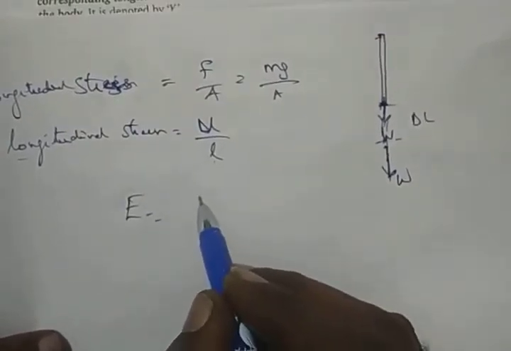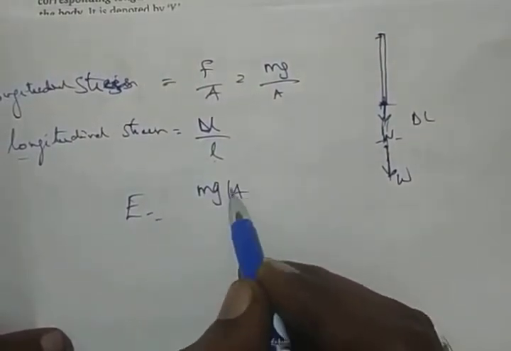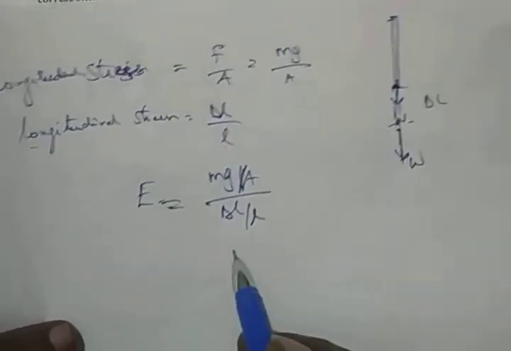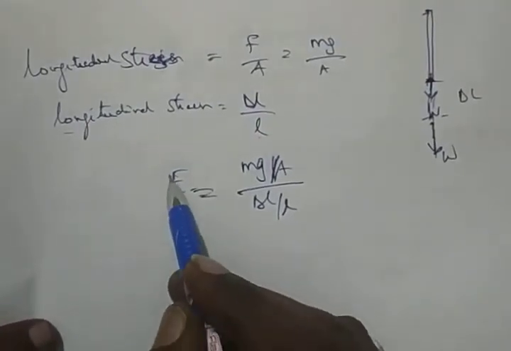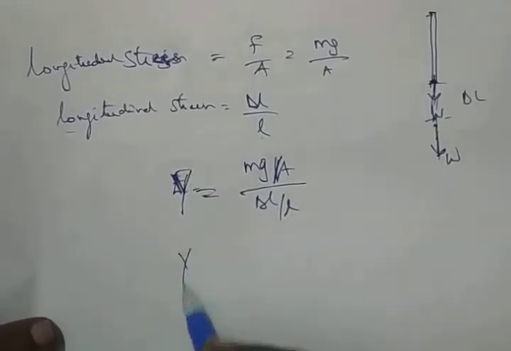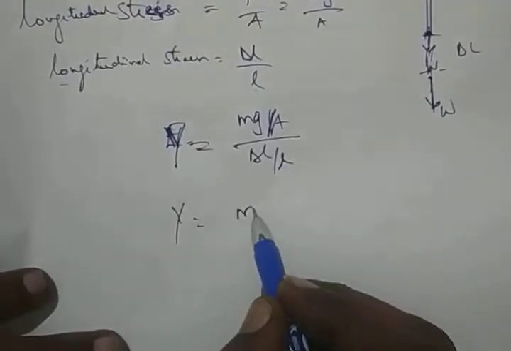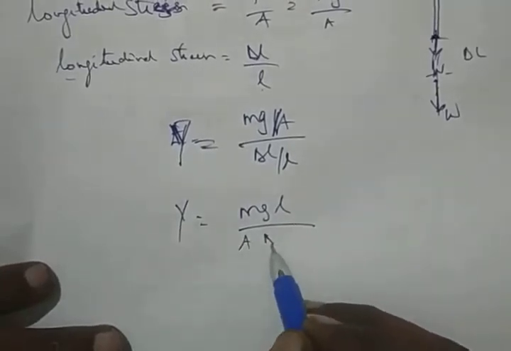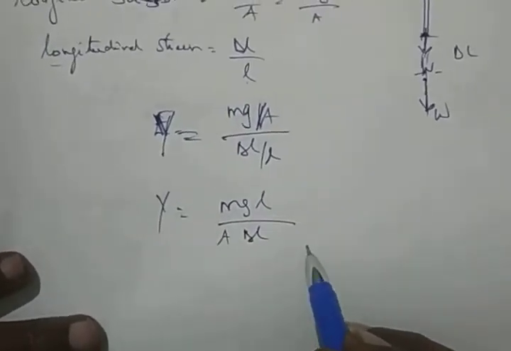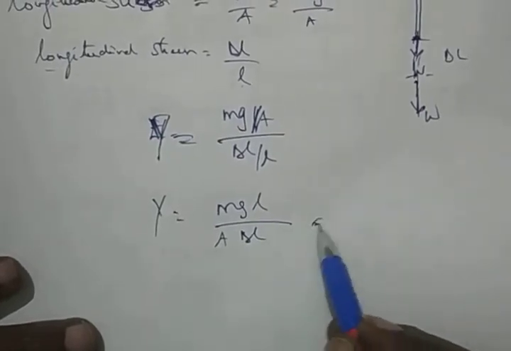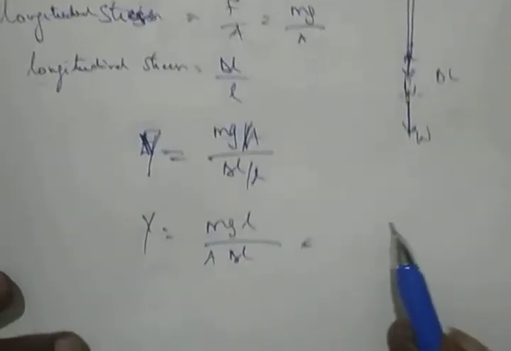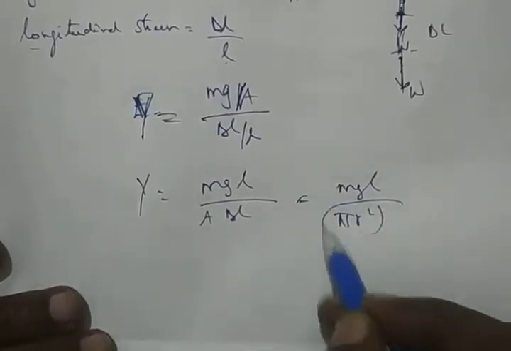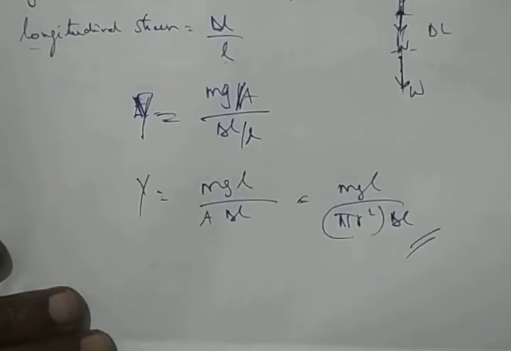So what is the modulus of elasticity? E is going to be equal to mg upon A upon delta L upon L. Instead of E, what will you write here? You will write Y. So Y is going to be equal to mgL upon A into delta L. What is this A? Because this is going to be a circular one, so mgL upon pi r square into delta L could also be considered.